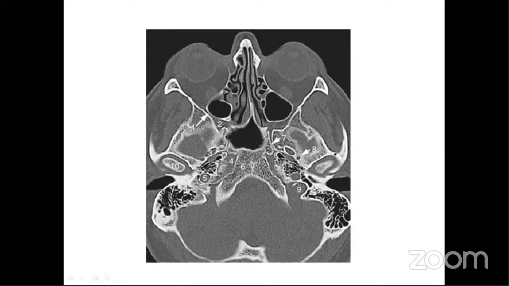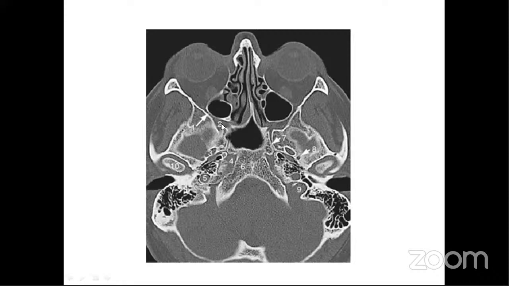Yeah, okay. Thank you. So this is a CT. This is the CT view of the skull base, which is showing the foramina which we were discussing in the last slide. So number one, shown here, is the inferior orbital fissure. Then at number two we have foramen rotundum.